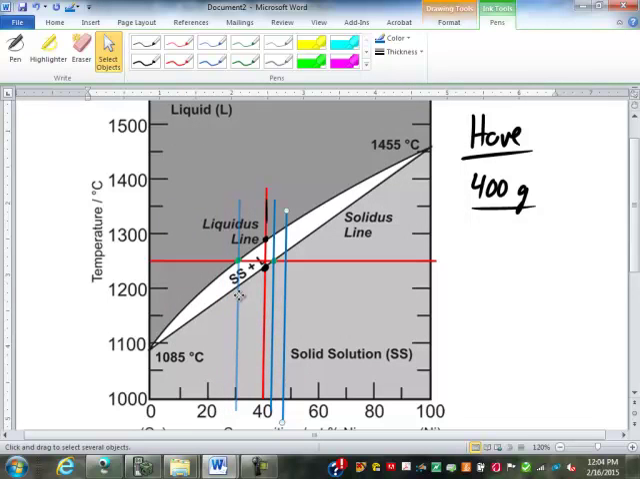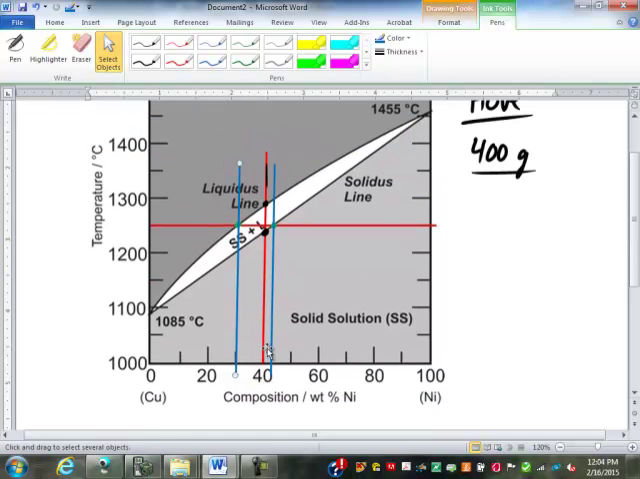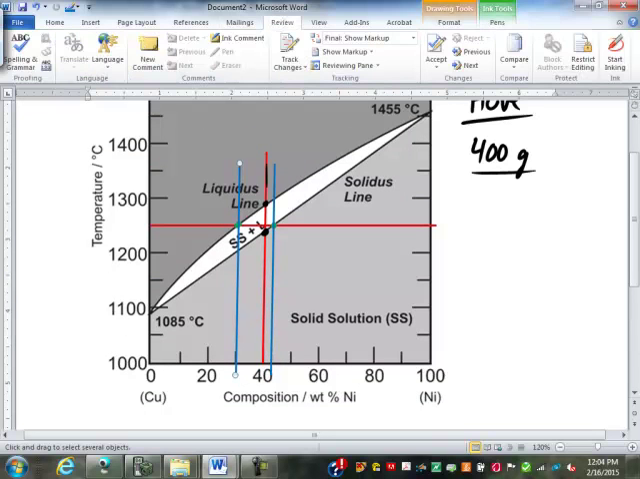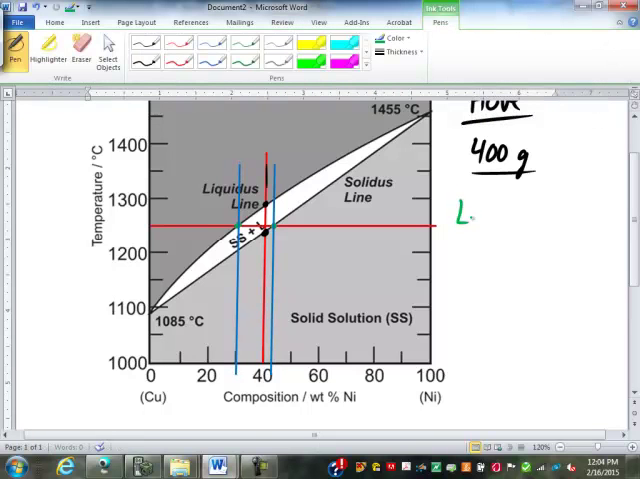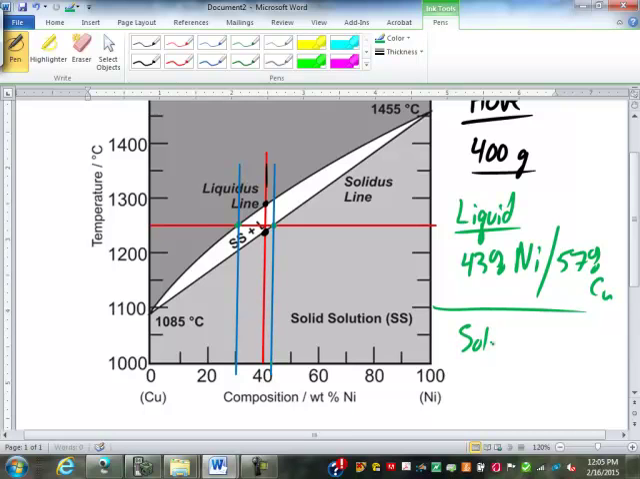This part over here is going to be the solid chunks, and those are going to have a much lower nickel content. As you see down here, what we have is the liquid chunks. The liquid chunks right here look to be about 43% nickel, which would make them, of course, 57% copper. The solid parts right here look to be only about 30% nickel, which would make them 70% copper.